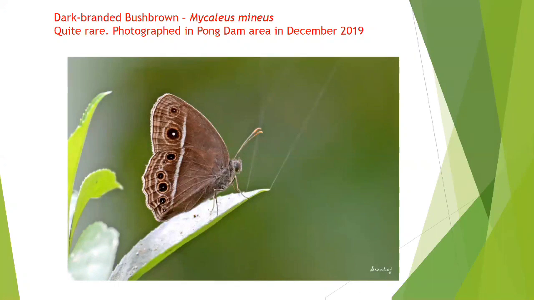This is the dark branded bush brown. It's very rarely found in Punjab, but again, I have been told that it has been located near Chandigarh. It was also photographed in Pong Dam in December 2019 on the same day. This was photographed in the evening. The earlier one was photographed in the morning.